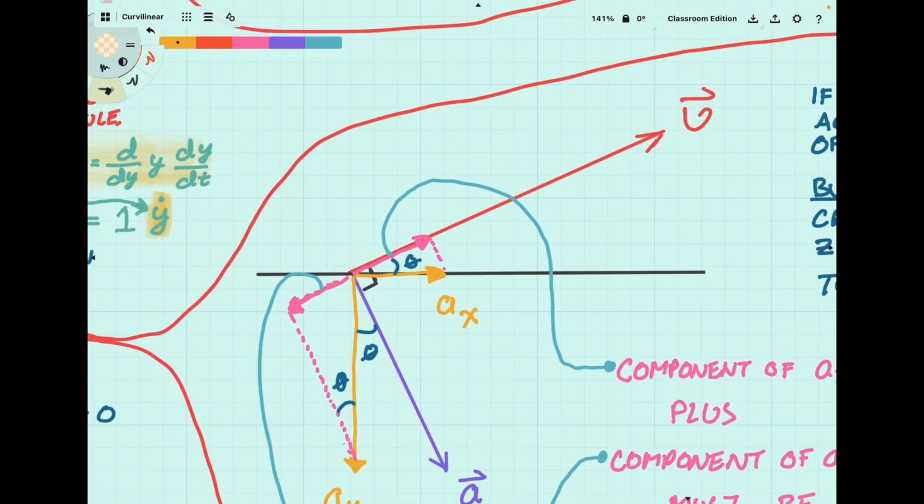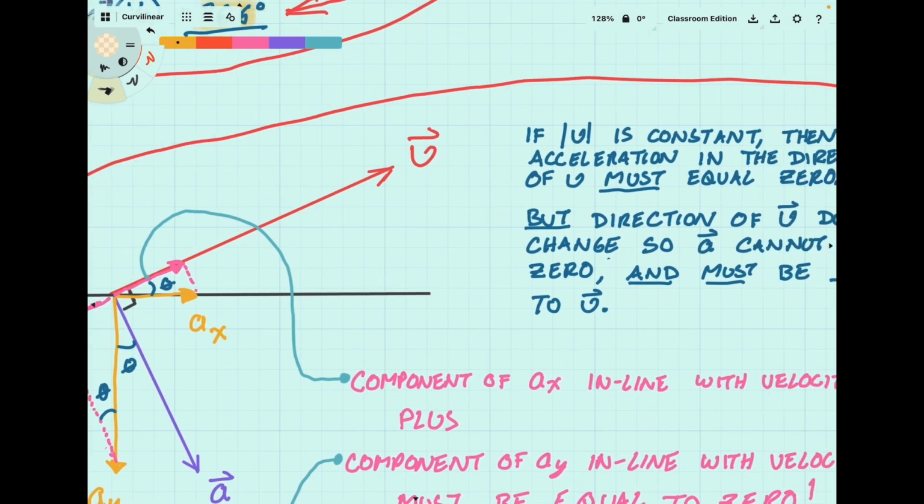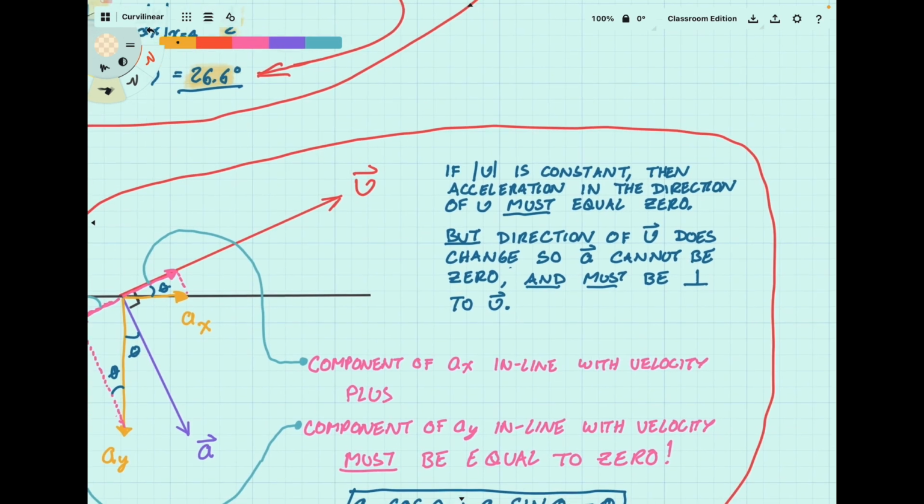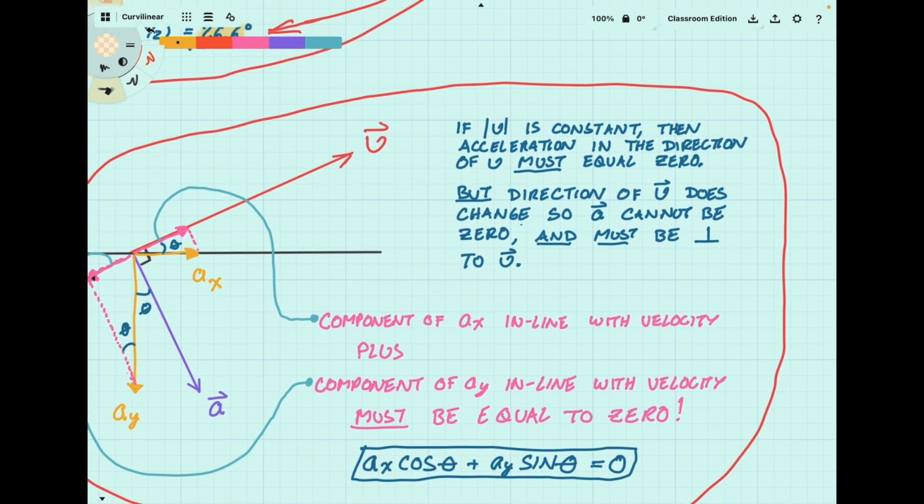And this gets, there's a lot going on here. So let me just go through a couple of points of interest first. Points of information, maybe. If the velocity is constant, then acceleration in the direction of velocity has to be equal to 0. Now, velocity being constant, the magnitude of velocity in this case, that is a result of the problem statement. We're saying that the velocity has a constant magnitude of 4 meters per second.